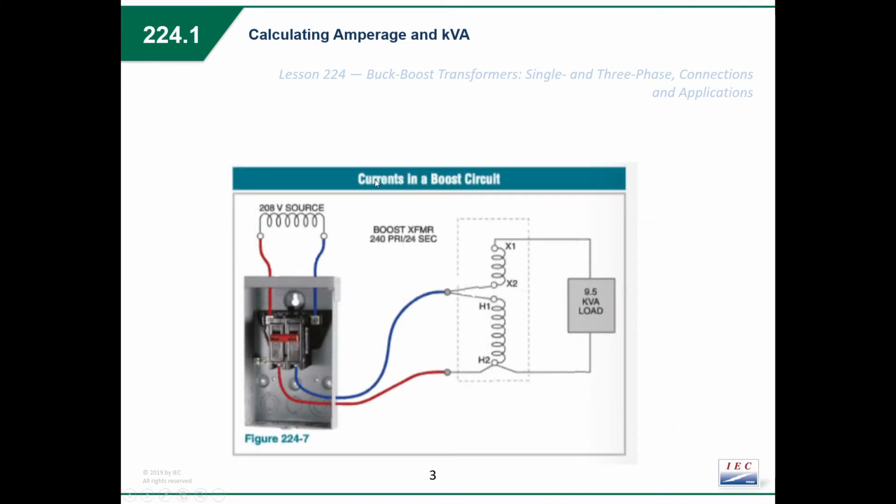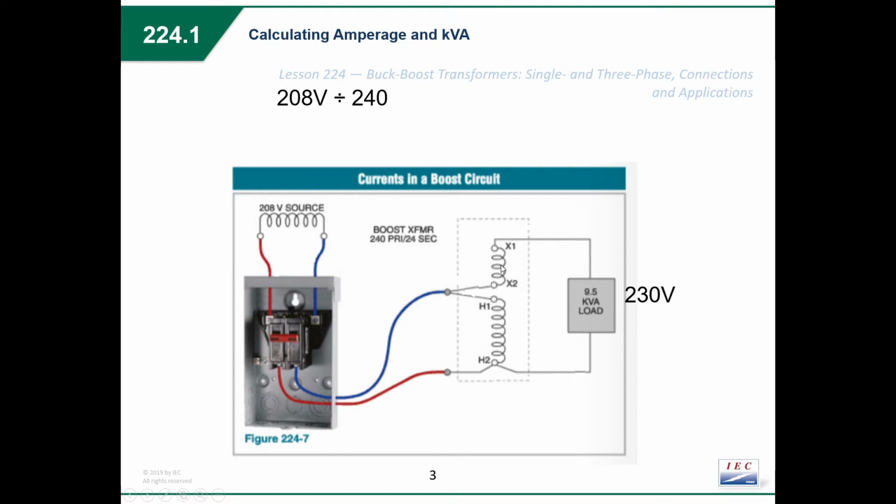Here we have, in this example, again straight out of the textbook, a 208 volt source that needs to feed a 9.5 kVA load that is rated for 230 volts. So we have 208 in, and we need to use a buck boost transformer to boost that voltage. In this case, we're going to use a transformer with a 240 volt primary, so this is a 240 volt coil, and a 24 volt secondary, so here's our little 24 volt coil connected this way to boost our voltage.